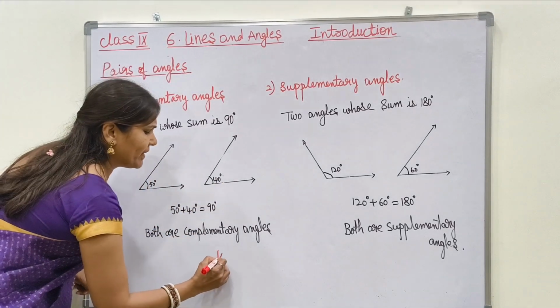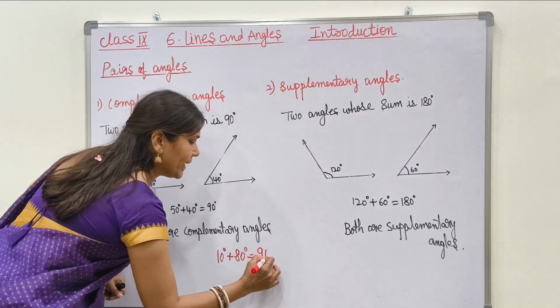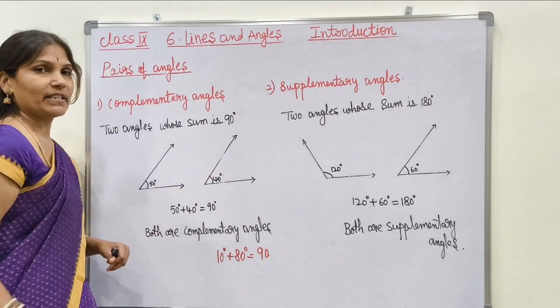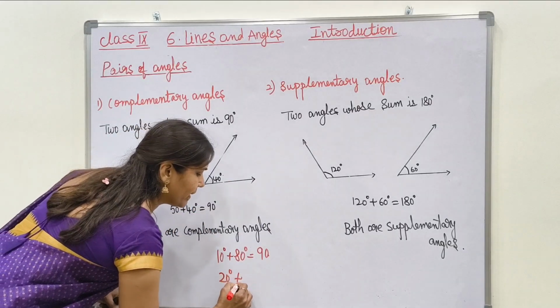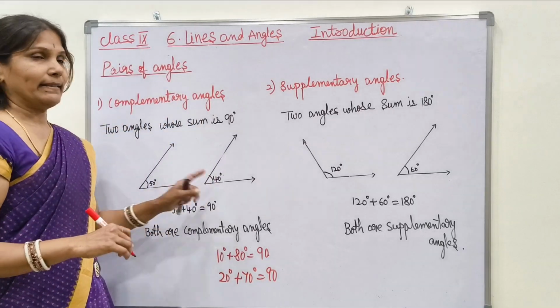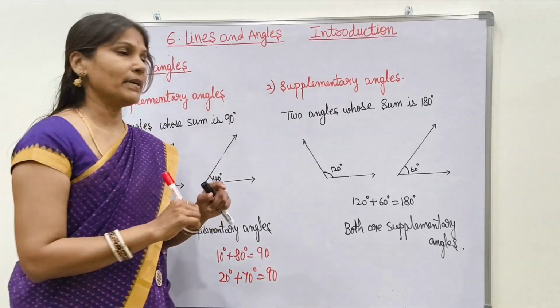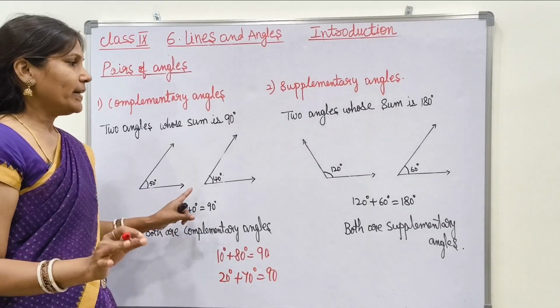So these two angles are complementary angles. Example, I am taking 10 degrees plus 80 degrees. How much? 90 degrees. So these are complementary angles. Next, take 20 degrees plus 70 degrees. Total 90 degrees. So like this, any two angles whose sum is 90 degrees are called complementary angles.